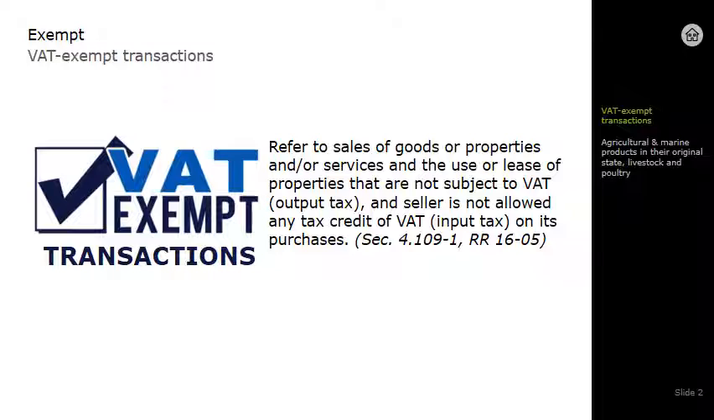And what are those provided under Section 109 of the Code? Well, it's, should we say, an almost exhaustive list of the exemptions. Meaning, if your transaction, whether it be sale of goods or service or importation, is not included in that enumeration, the rule is it should be vatable. Otherwise, if it is one of those included in the enumeration, then it should be exempt from the VAT.